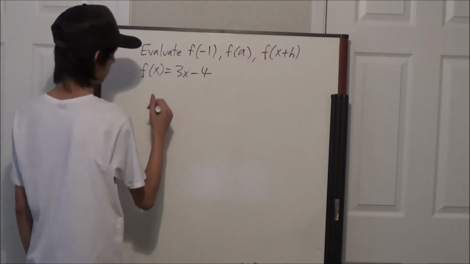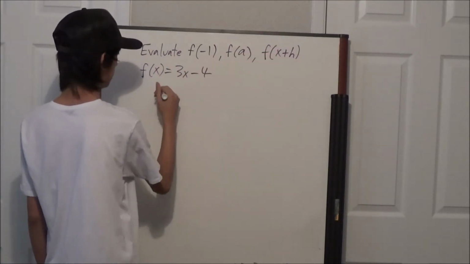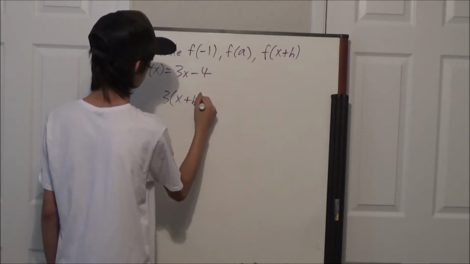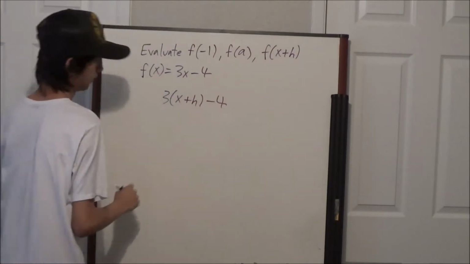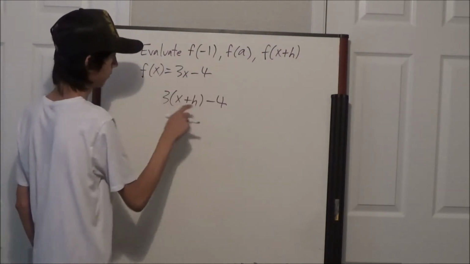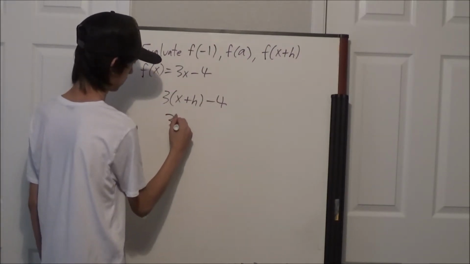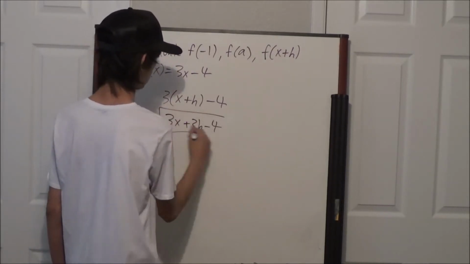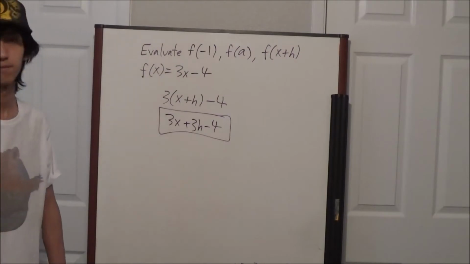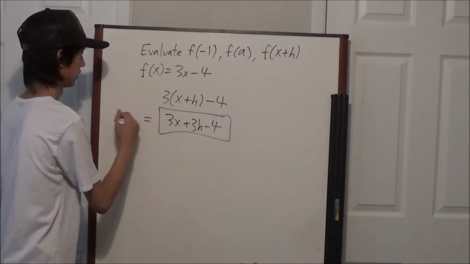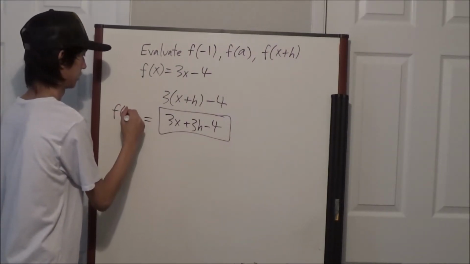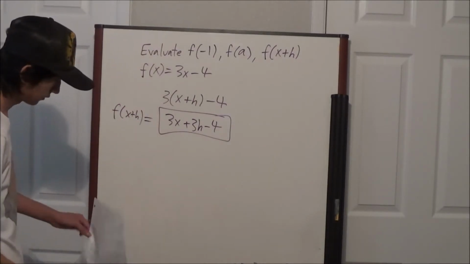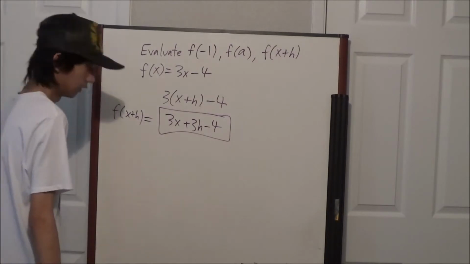x plus h here. So now we're going to plug in x plus h. We get 3 times x plus h minus 4. You distribute, which is 3x plus 3h minus 4. And then you just leave it like that. Okay, this is equal to f of x plus h. Just like that.